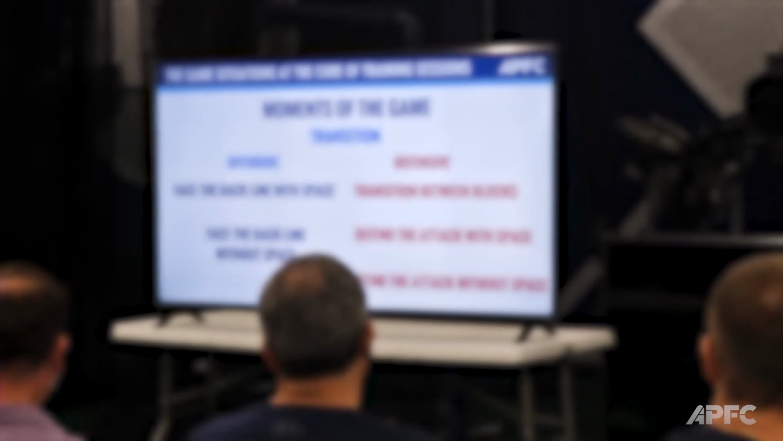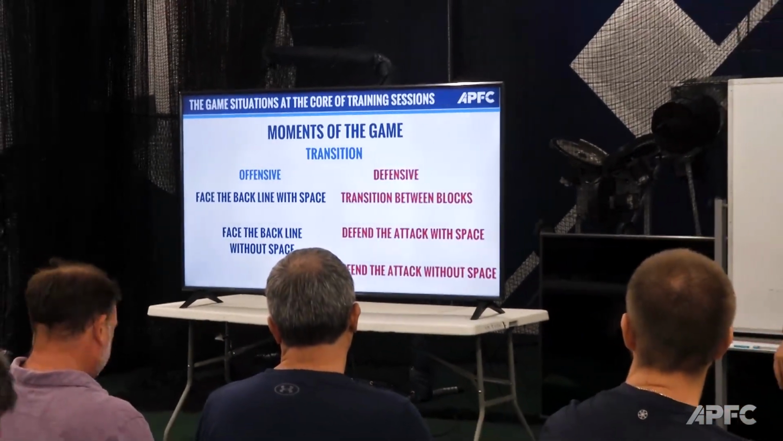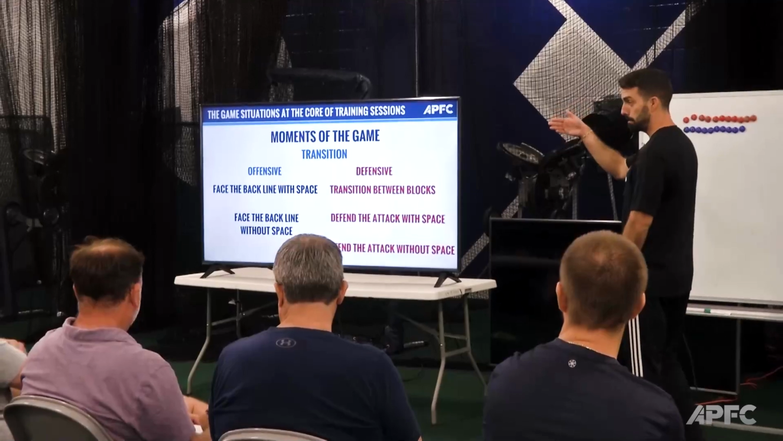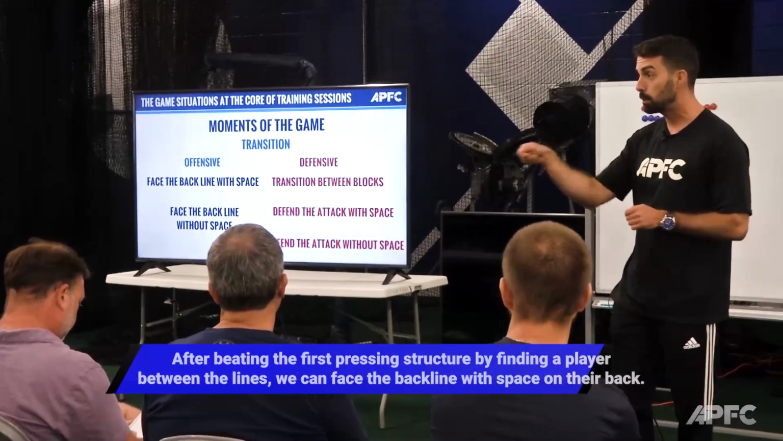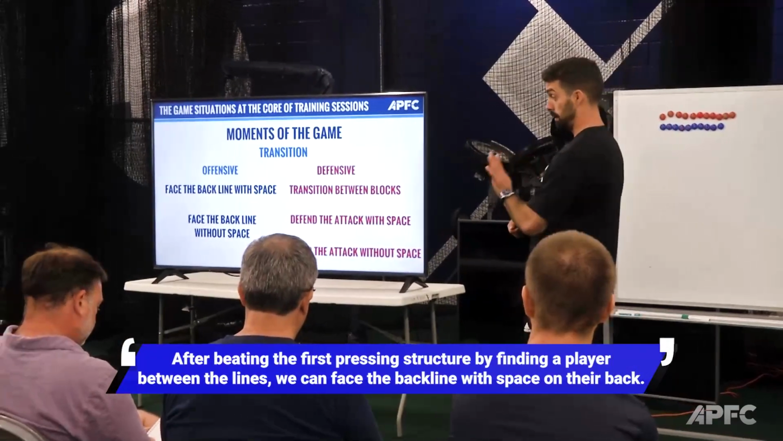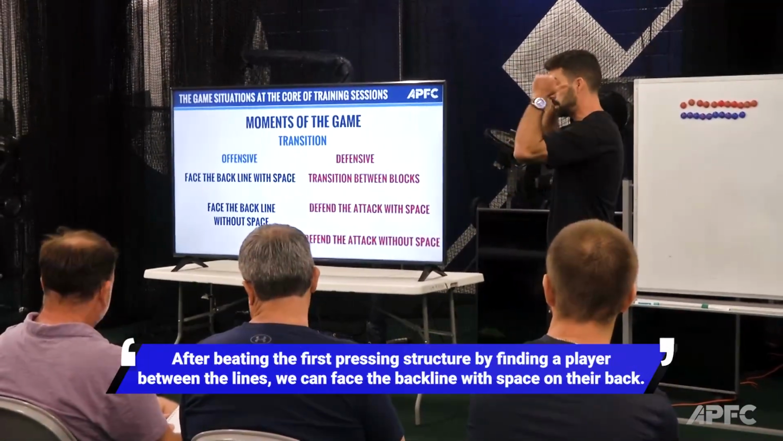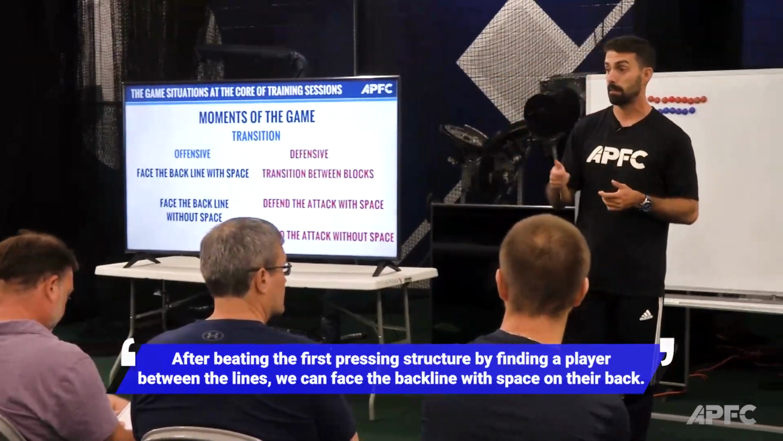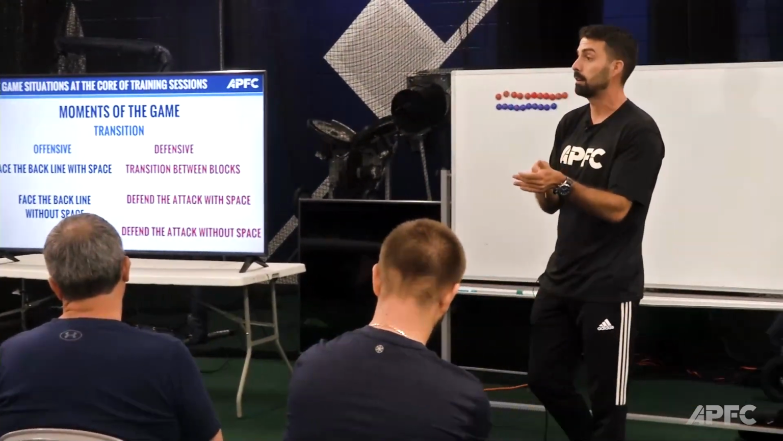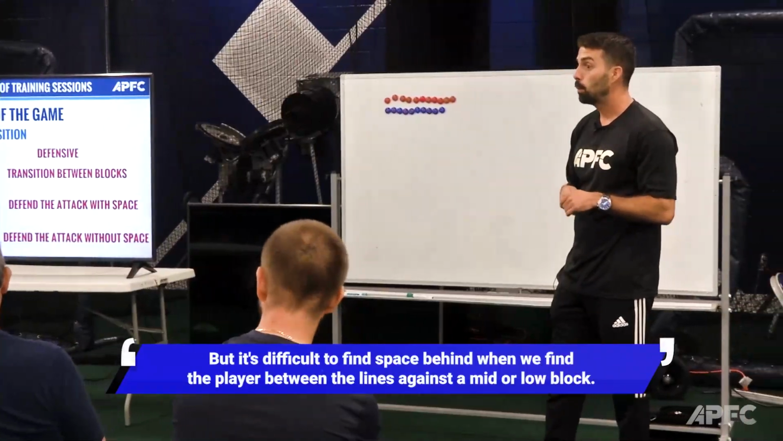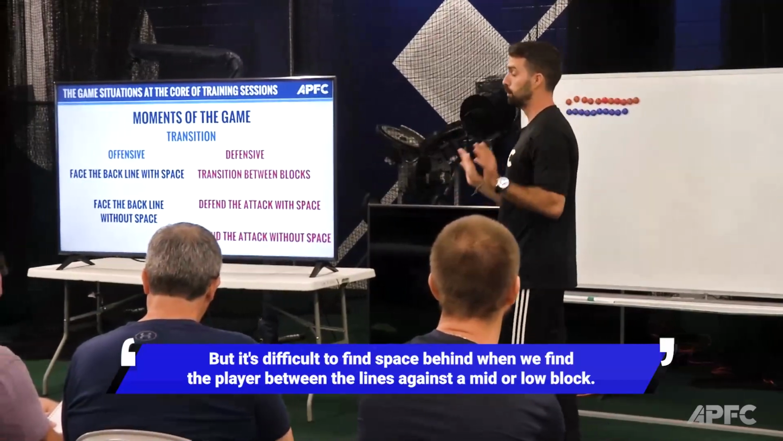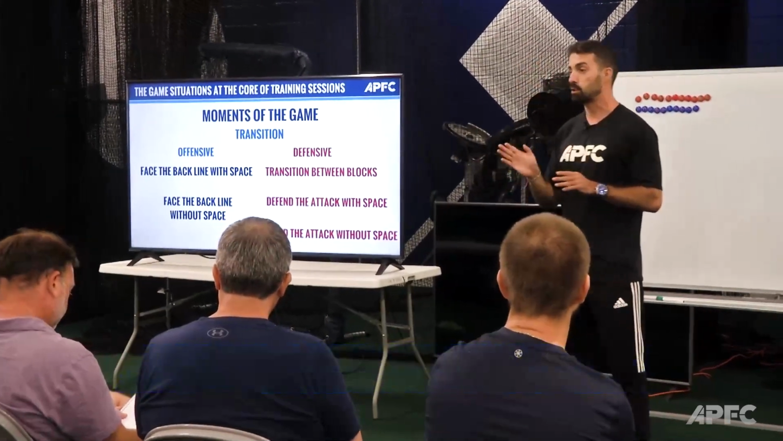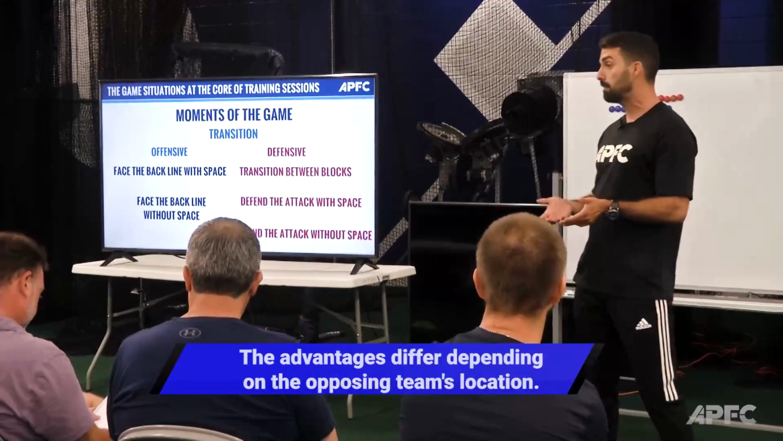In transition, offensive, what we said, face the back line with the space on their back. Normally when we beat this high press and we find a player between the lines, the defenders are in a high situation and they have a lot of space on their back. Or we can beat a mid block when they are a little bit near their goal, and when we receive that ball in that space and we want to face them, they are close to the goal. And that is not the same. The advantage is not the same. We have less space and it's going to be more difficult to arrive there.